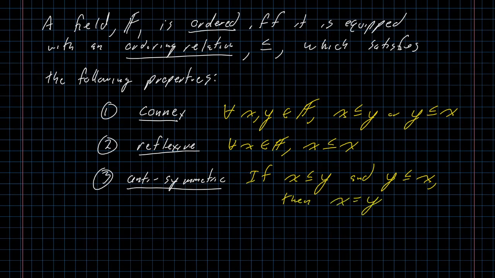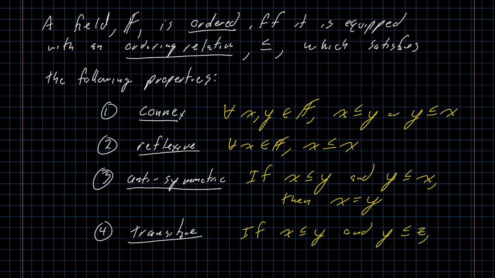Right? The anti-symmetric property: if x is less than or equal to y and y is less than or equal to x, then x is equal to y. And then the transitive property, again, something we've already seen. If x is less than or equal to y and y is less than or equal to z, then x is less than or equal to z.